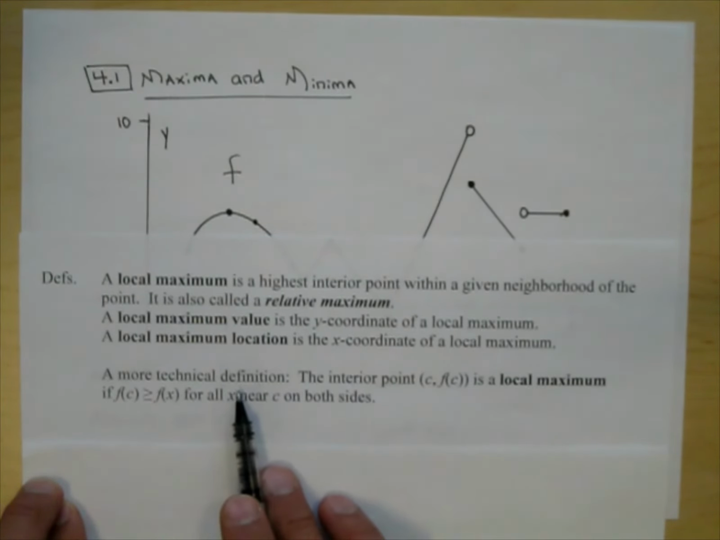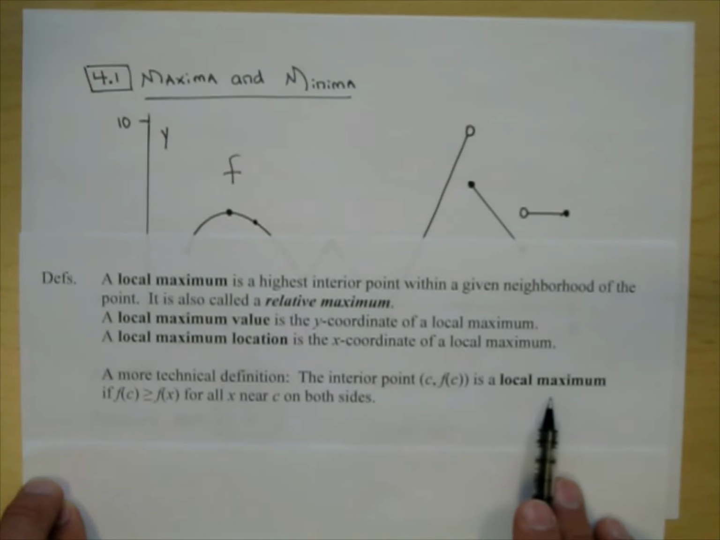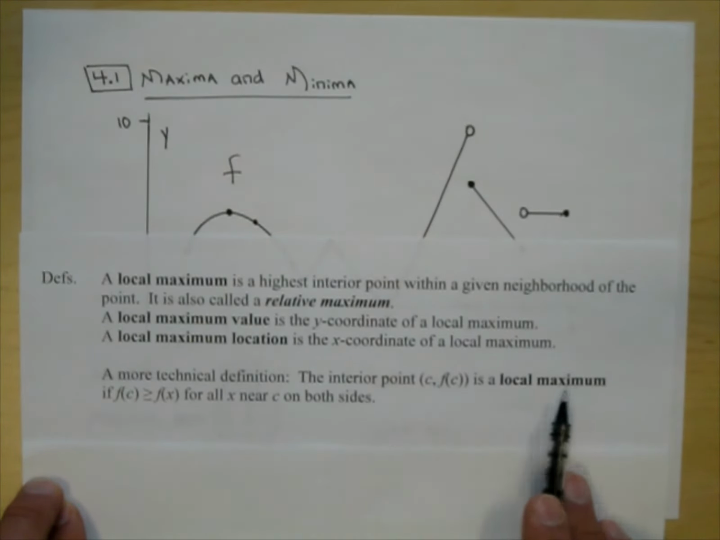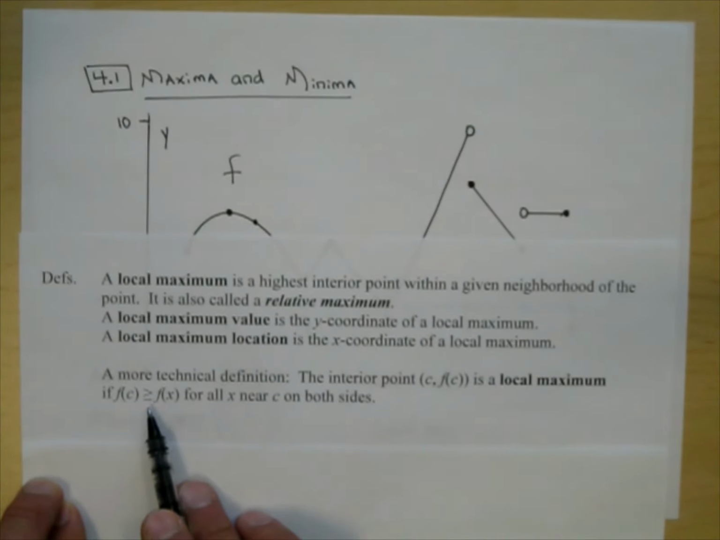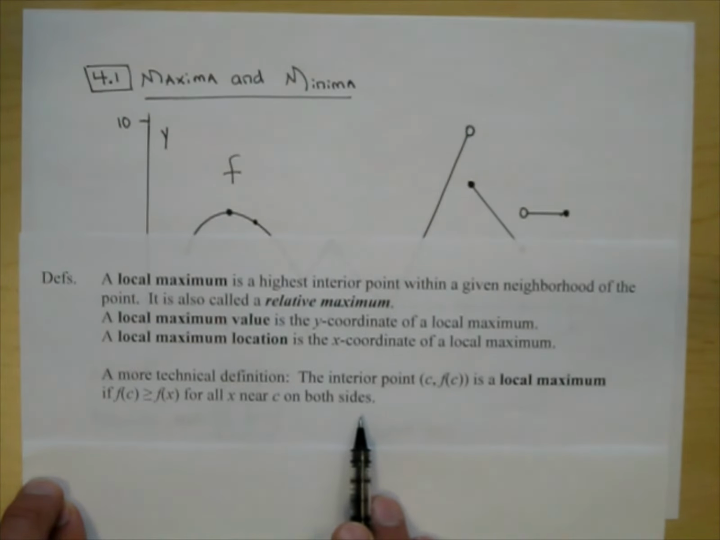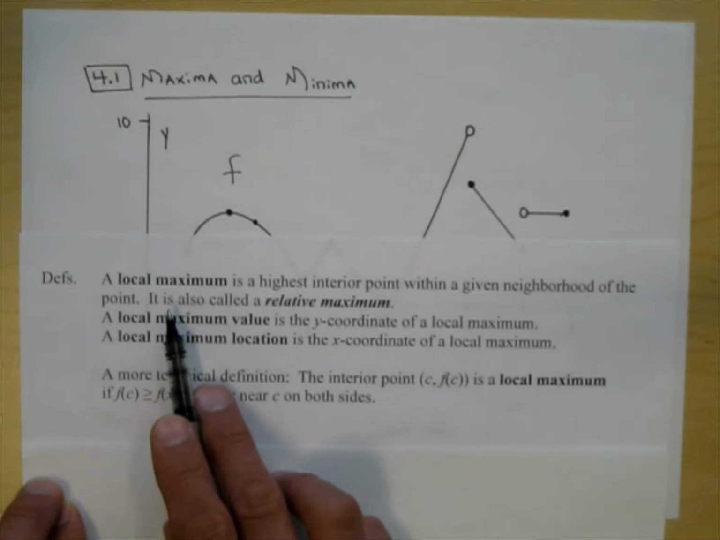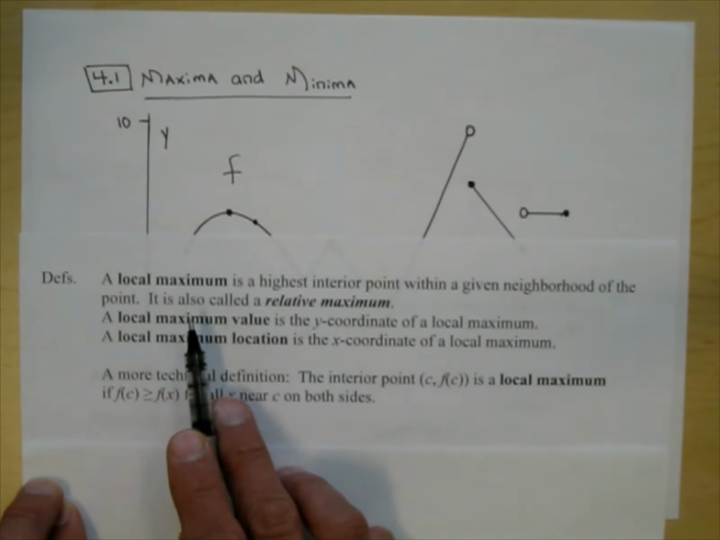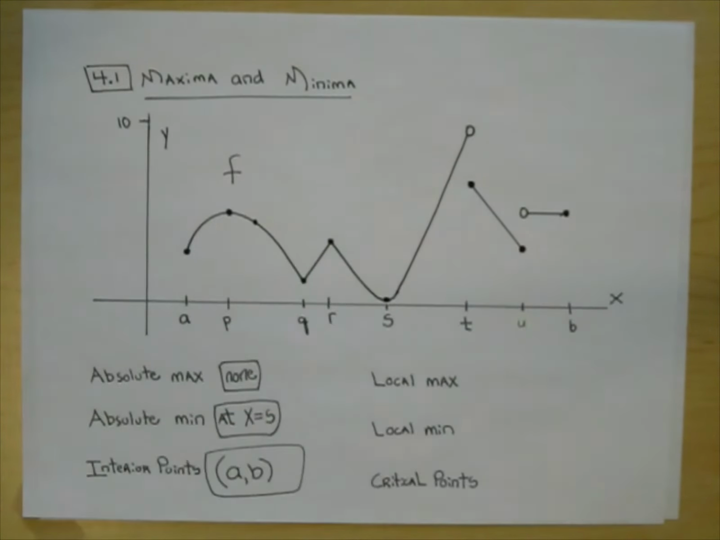A more technical definition, and you could just ignore this: the interior point c, f of c, is a local maximum if f of c is greater than or equal to f of x for all x near c on both sides. So basically a local maximum has to be the top dog in his neighborhood. Okay, so what does that mean?